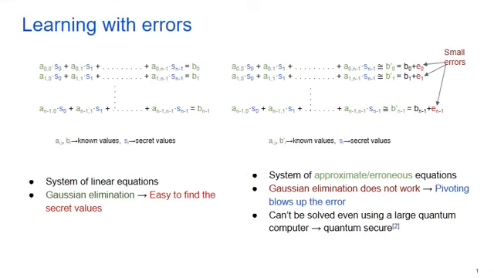Consider the above two sets of linear equations. In the left, the secret values can be easily found using Gaussian elimination from the set of known values. But in the right, the Gaussian elimination doesn't work, as the small errors that have been added to the right hand side of each equation grow larger and larger in each pivoting step. It has been shown that this problem, known as LWE or learning with errors, cannot be solved even using quantum computers. This is why LWE is a very popular choice for constructing post-quantum cryptography.